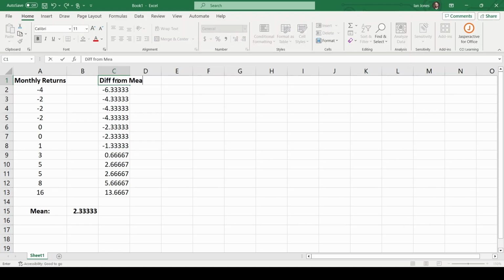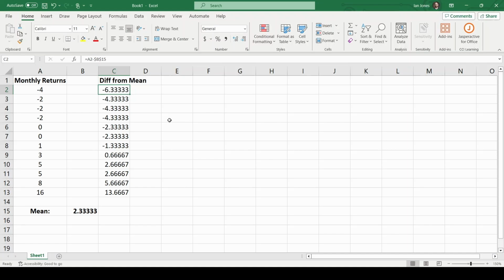Okay, so now what I have here is the difference from the mean, diff from mean, for each data point. You can see that 3 has the smallest difference from the mean because it's pretty close to the mean. 16 has a huge difference from the mean. This outlier has an enormous difference from the mean. It's going to contribute a lot to the variance calculation.